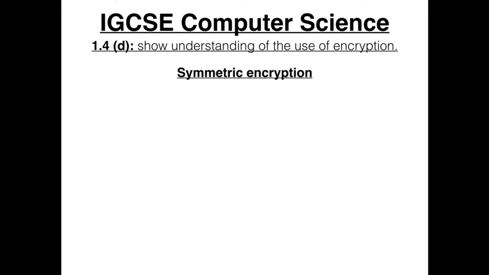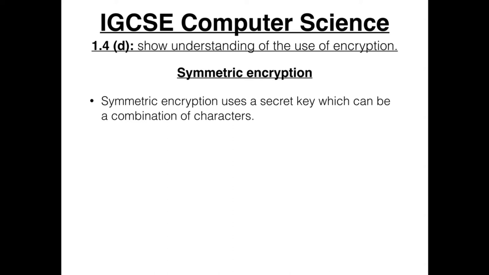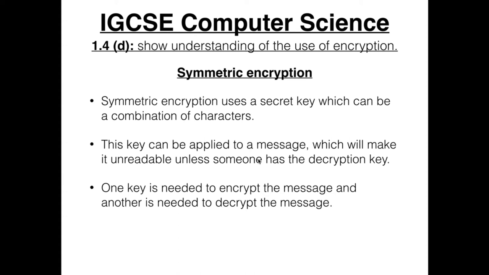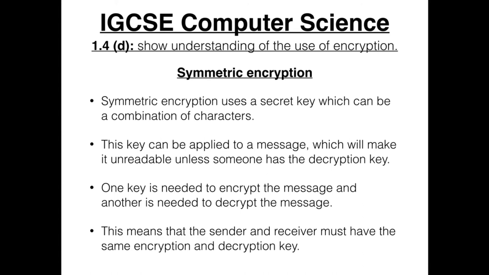So we'll start with symmetric encryption. Symmetric encryption uses a secret key, which can be a combination of characters. This key can be applied to a message, which will make the message unreadable unless someone has the decryption key. One key is needed to encrypt the message, and another is needed to decrypt the message. This means that the sender and receiver must have the same encryption and decryption key.